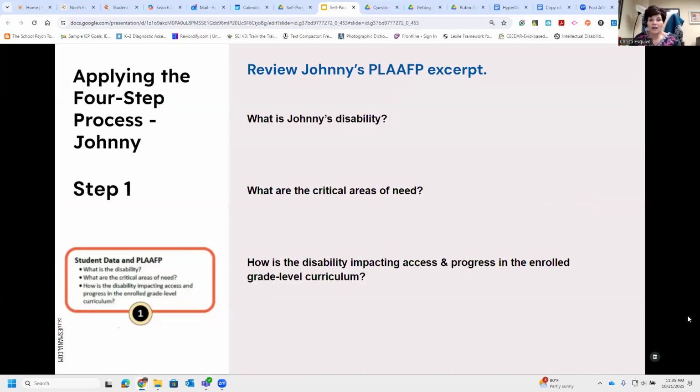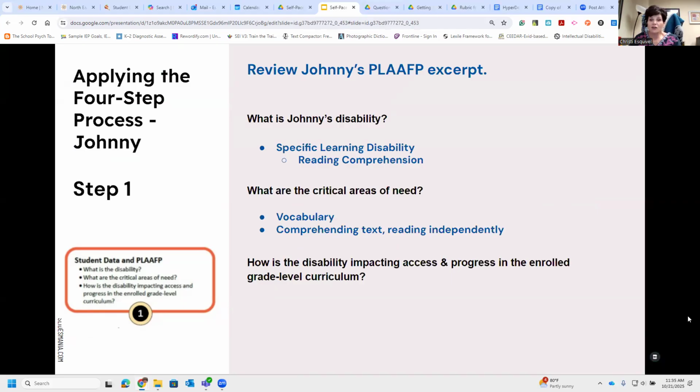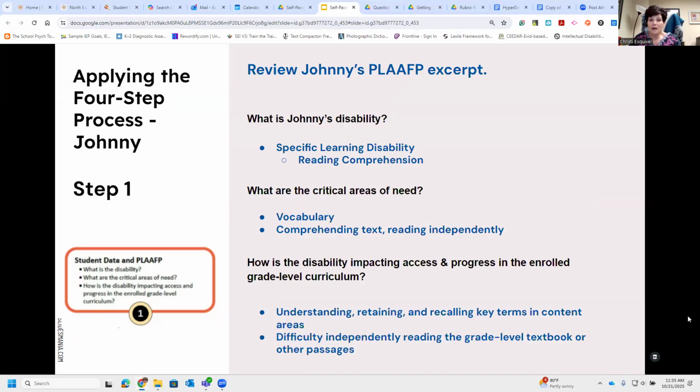So step 1, we identify Johnny's disability, a specific learning disability in reading comprehension. His critical areas of need are vocabulary and independent reading and comprehending text. His disability impacts his ability to access and progress in the enrolled grade level curriculum, especially when content vocabulary is complex or he's expected to independently read grade level textbooks or other passages.